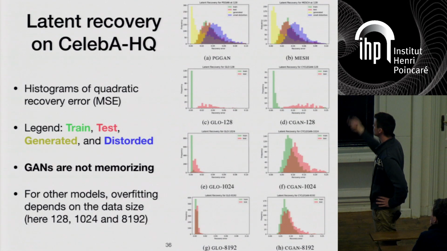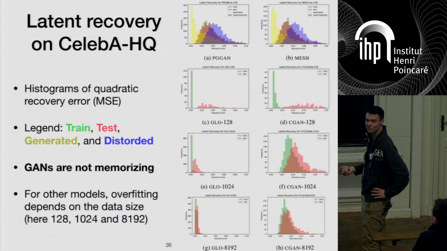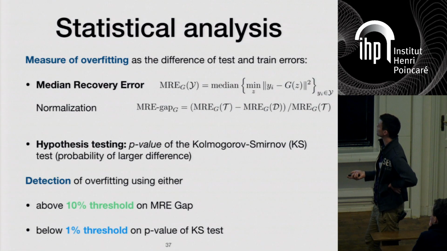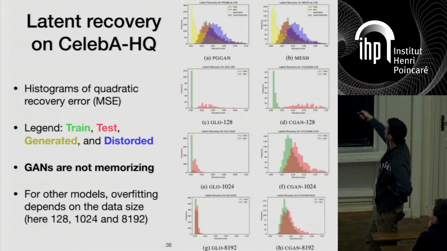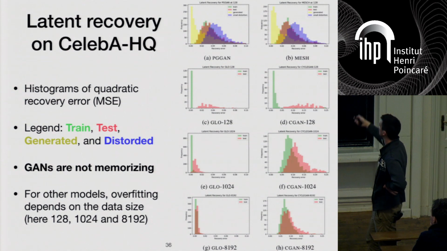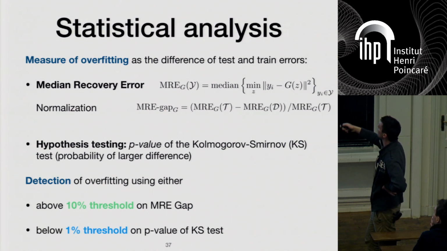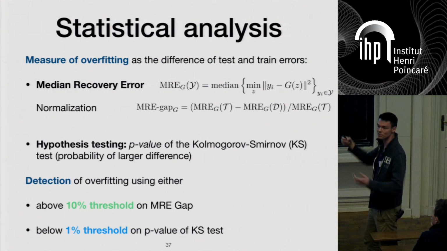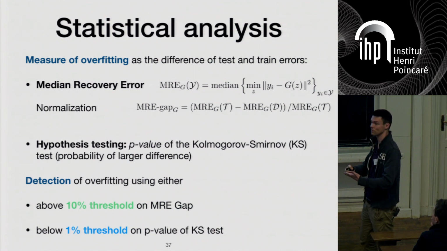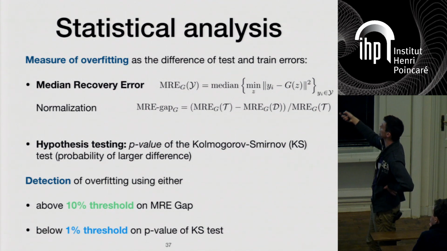We have made tons of histograms, so I will not show you everything. Instead, we'll crunch some numbers. Since the histograms look like, let's say, Gaussians, what we propose is to compare the median value of those histograms. It's what we call MRE, median recovery error. And what you can do instead is simply do hypothesis testing to assess if the two histograms are different or not. This is done using the p-value of the Kolmogorov-Smirnov test.